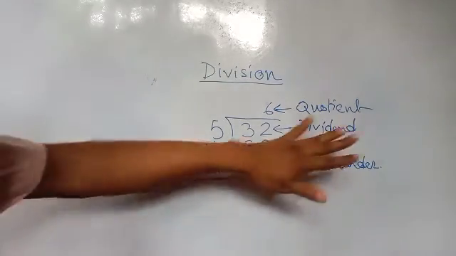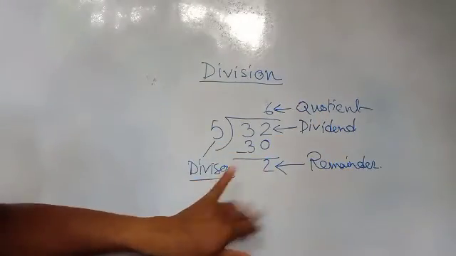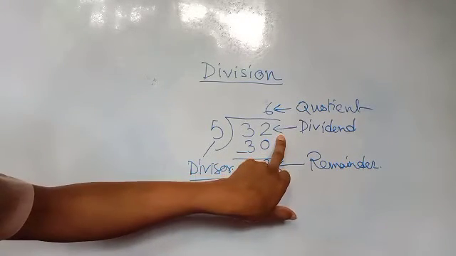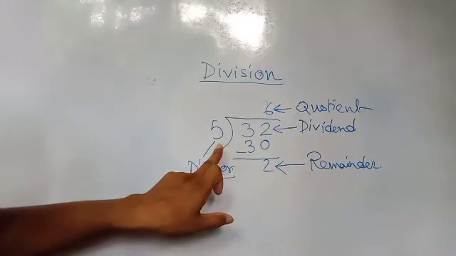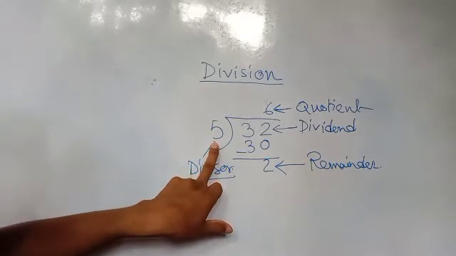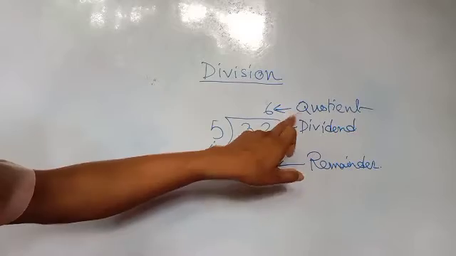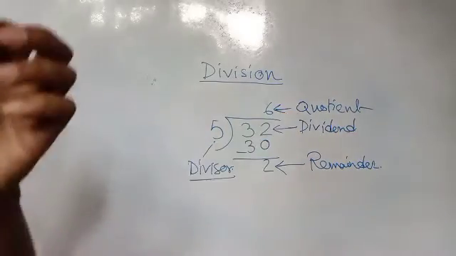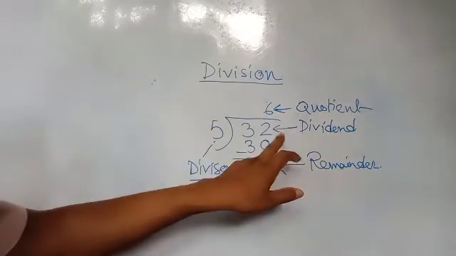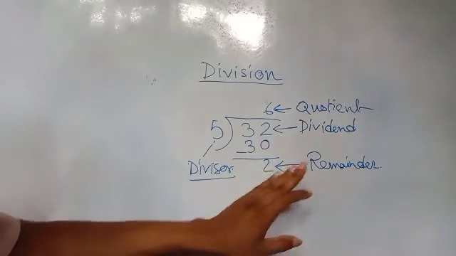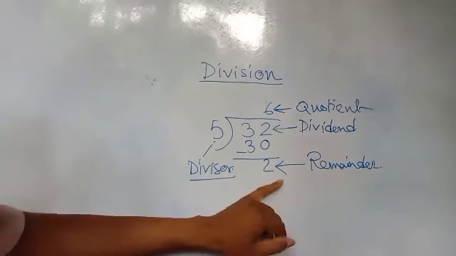So these are the fundamental concepts related to the division you have to understand first. So the number which you have to divide is called dividend. The number by which you have to divide is called divisor. The number after division, the result what you will get, that is quotient. And after subtracting, the number that again you cannot divide is called remainder.